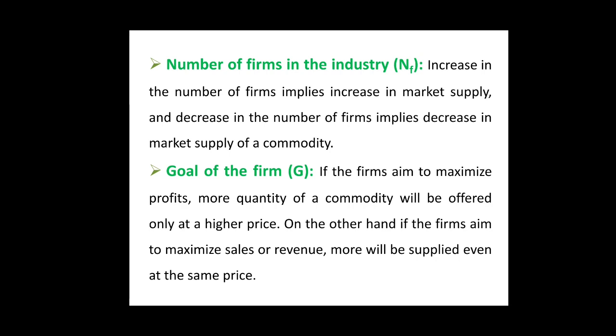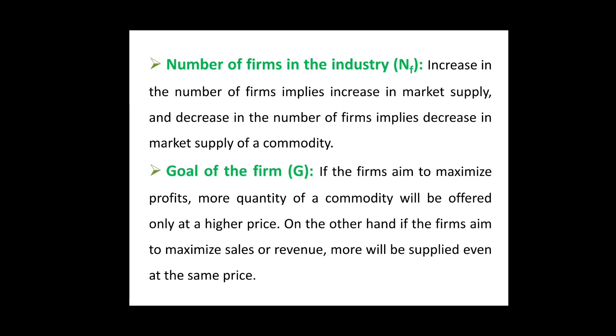Another important factor is goal, or we can say objective of the firm. The objective or goal of a firm also determines the supply of a product produced by it. Students, firms can have different goals like maximization of profits and maximization of sales revenue. Supply of a commodity under these two broad objectives is likely to be different.